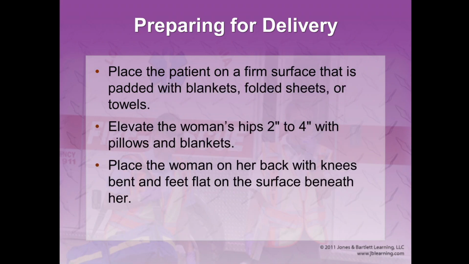What are we going to want to do with mom? We're going to want to place her on a firm surface or a couch or the bed, and we're going to want to make sure that the area is padded with blankets, folded sheets, or towels. We're going to elevate her hips and make sure that they're elevated by pillows or blankets, and then we're going to place her on her back with her knees bent and feet flat on the surface beneath her. This is a normal delivery position.